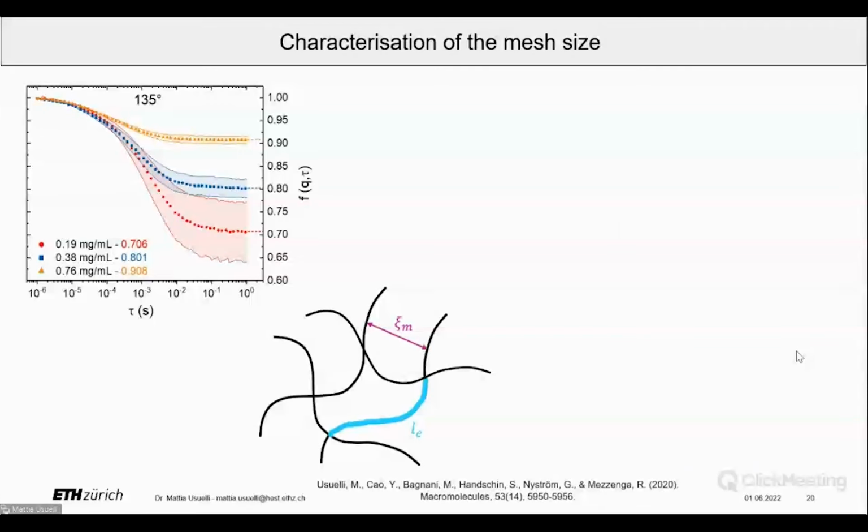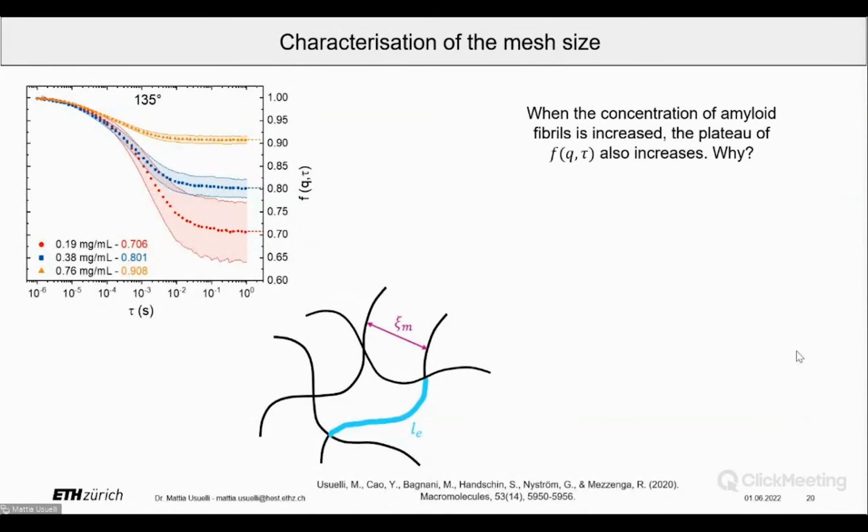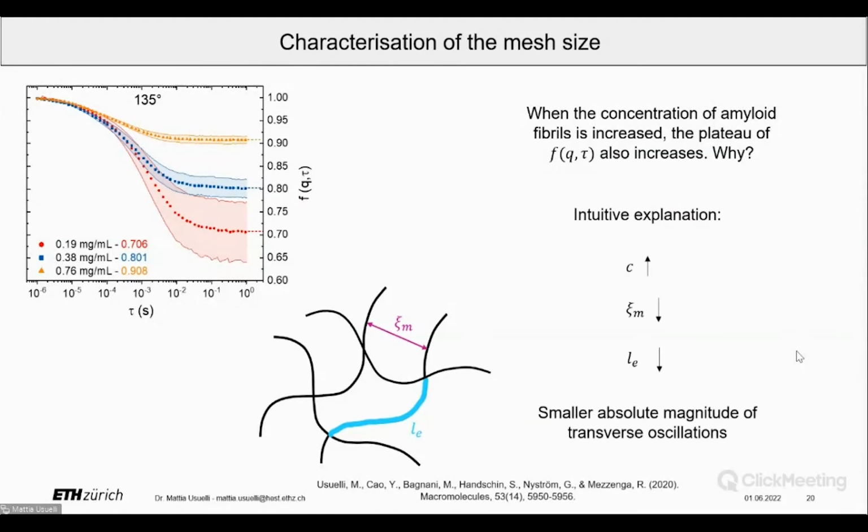What did we do? Here is a typology of measurements that we acquired. So what do we see? Here you see three different curves: the red circles, the blue squares, and the orange triangles. These are different measurements at different concentrations of amyloid fibrils. When the concentration of amyloid fibrils is increased, the plateau of the intermediate scattering function is also increased. Why? From an intuitive perspective, the concentration is getting higher.